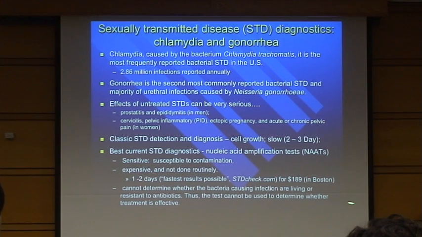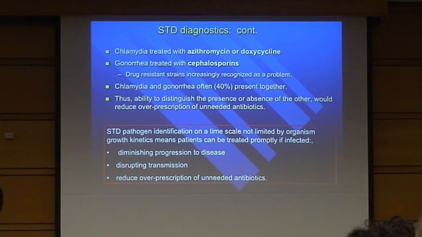So I went online, and if you had a concern, in 1 to 2 days you can get what's called the fastest results possible from a company in Boston for $189. The other downside is that it can't determine whether the bacteria causing infection are living or not. You're just testing for the presence of nucleic acids. And so it's not a tool that can be used to determine whether the treatment is effective.